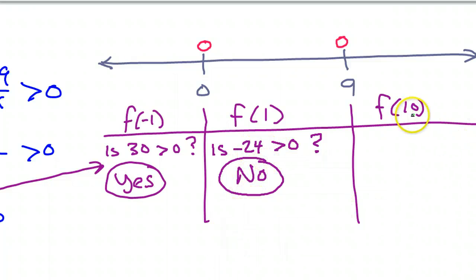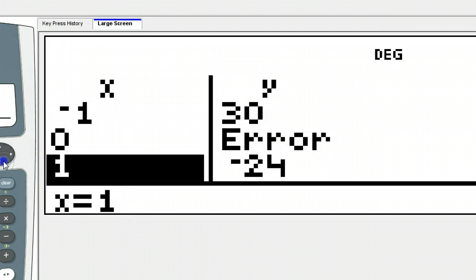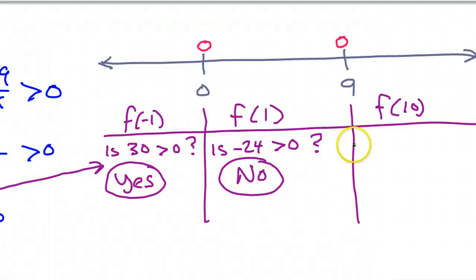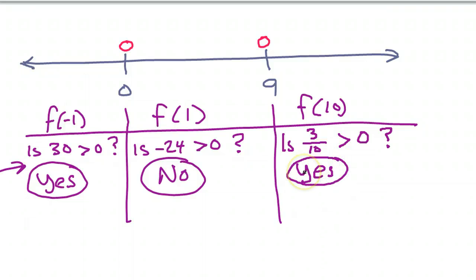And last we need to check out the value of the function at 10. So I'm going to scroll down a bit. At 10 the value of the function is 3/10. So is 3/10 greater than 0? And the answer is yes, it is. It's a positive number, so of course it's greater than 0. So the yeses mean that these test values are solutions to the inequality.